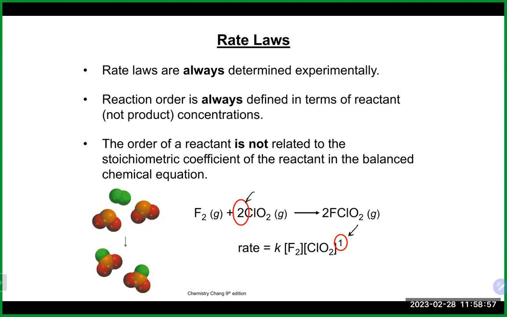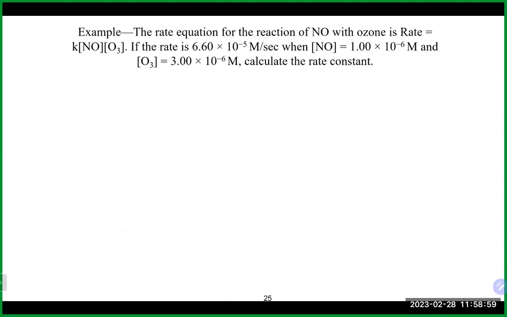All right, so let's try some here, or do some calculation. A rate equation for the reaction of NO is the rate is equal to K times NO times O3. If the rate is 6.6 times 10 to the minus 5, when the concentrations of these are what's given, what is the value of the rate constant here? So take a moment and calculate the value of the rate constant based on the rate law that was given to you here.